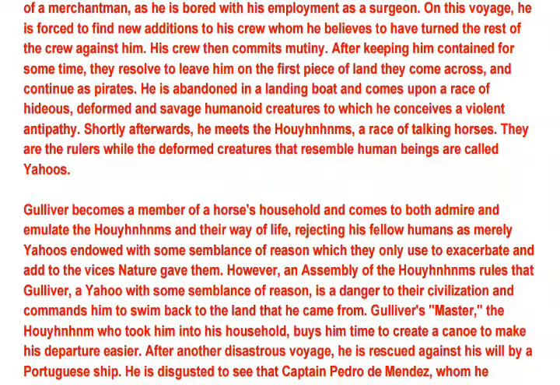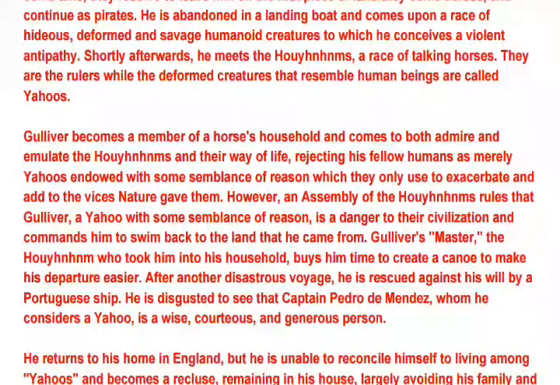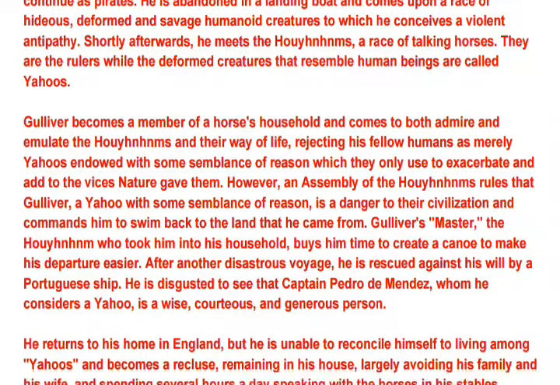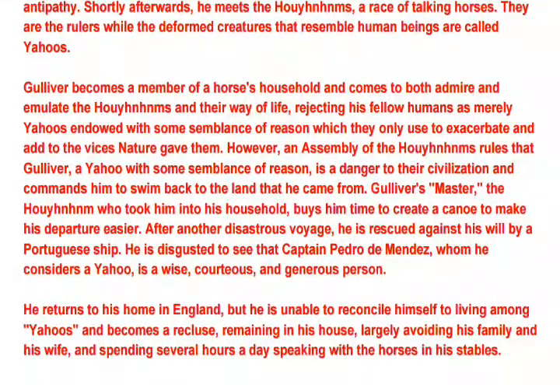He is abandoned in a landing boat and comes upon a race of hideous, deformed, and savage humanoid creatures to which he conceives a violent antipathy. Shortly afterwards, he meets the Houyhnhnms, a race of talking horses. They are rulers, while the deformed creatures that resemble human beings are called Yahoos.